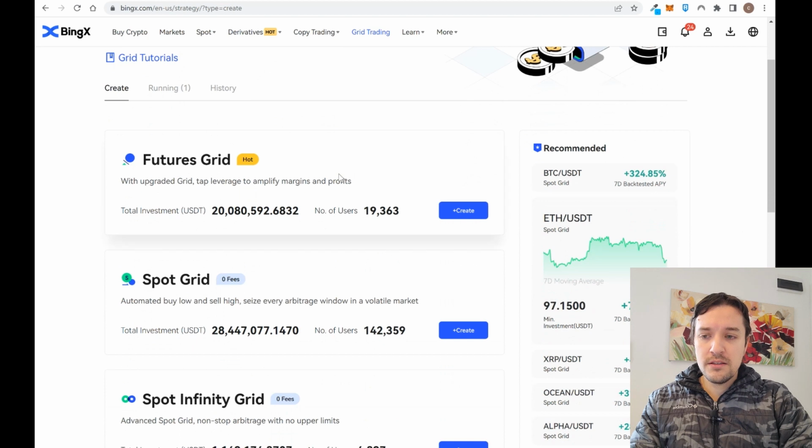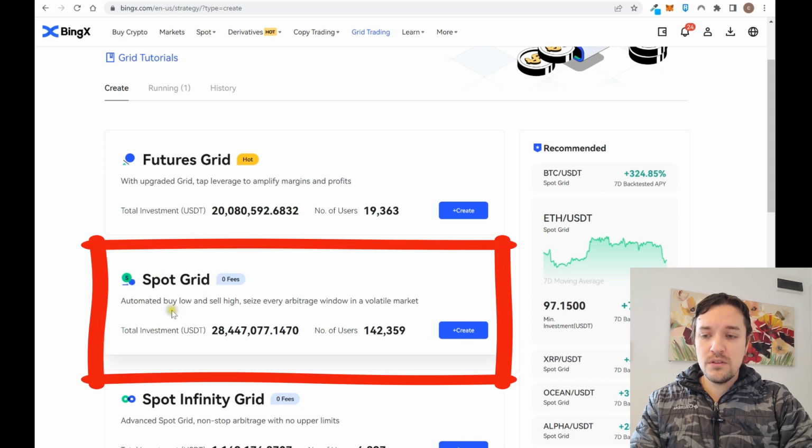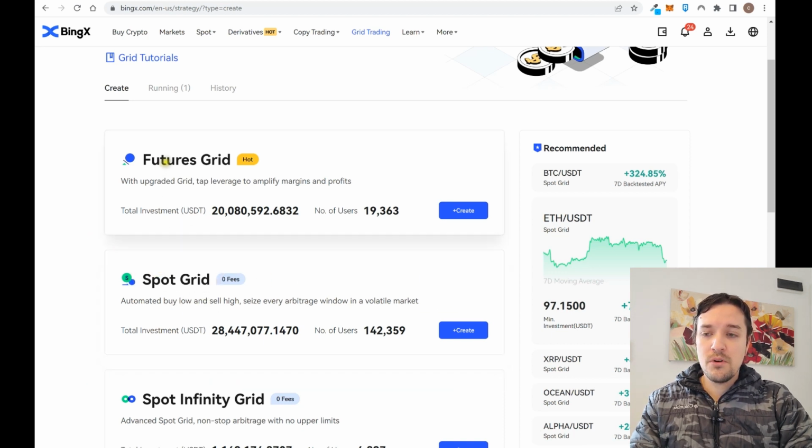In here, you can decide if you prefer spot grid trading or futures grid trading. The one with the lowest amount of risk is the spot grid trading, because it doesn't use leverage. So if you are a beginner, you can start with this one. And if you want to make more profits, you can focus on the futures grid trading.